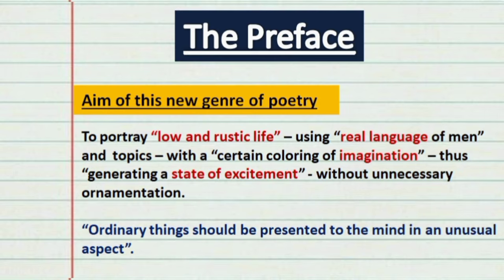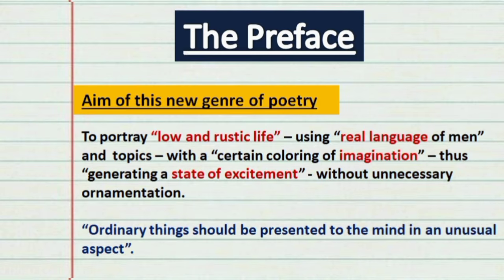After describing why Wordsworth had to write the preface, he goes on explaining what this new genre of poetry is. The aim of the poems in the Lyrical Ballads, or romantic poems in general, is to portray low and rustic life, that is, the life of the common people, and this life is portrayed using the real language of men. So, the life of the common people is being shown through these poems by using the language which they speak in their day to day life.